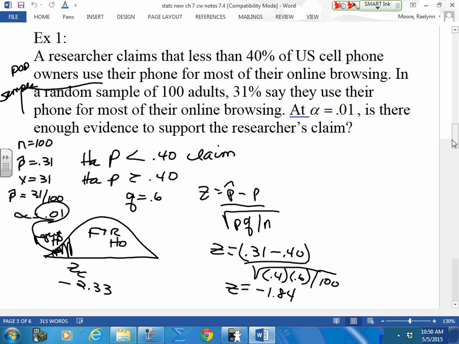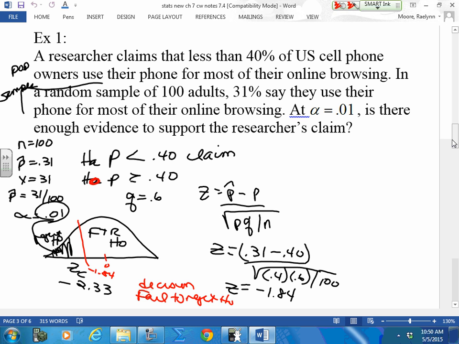So we follow our graph and we say if this is the 0, the negative 1.84 falls about here. What is my decision? Fail to reject H0. So if we fail to reject the H0, could we possibly support the claim? No, because we're going to have to take the H0. So we follow our chart and we say there's not enough evidence to support the claim that less than 40% of all cell phone users use their phone for most of their online browsing at a level of significance of 0.01.